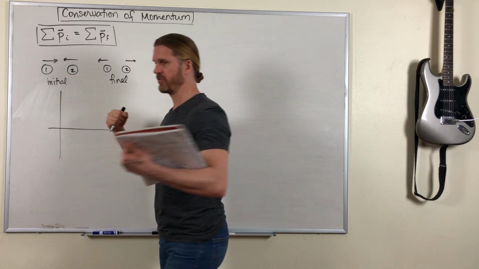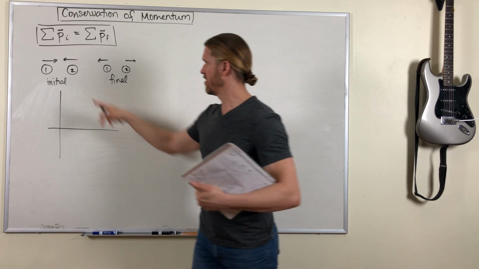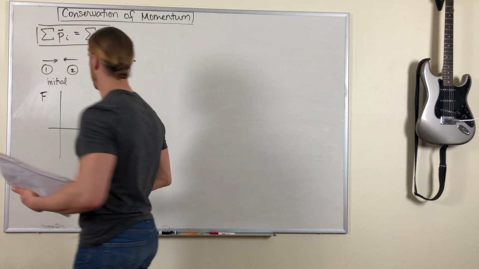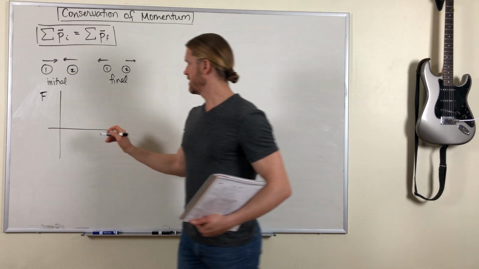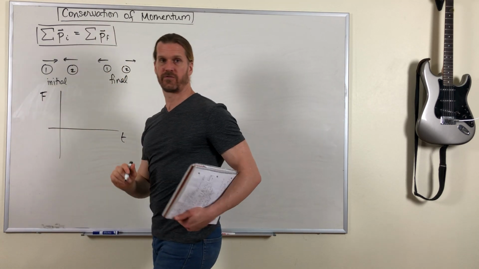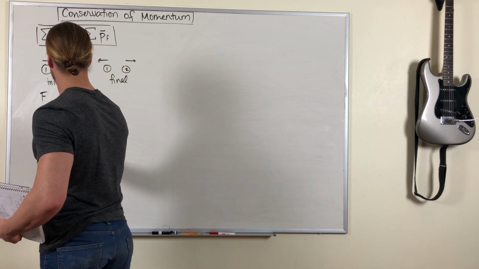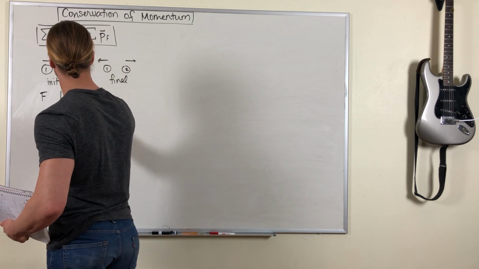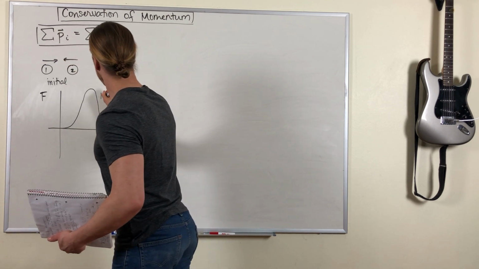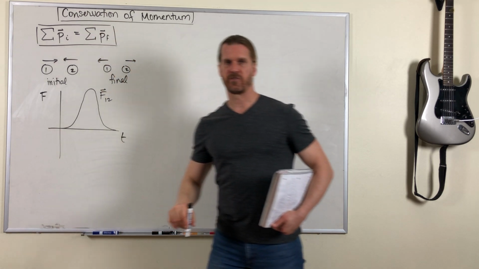When these 2 objects begin to collide, object 1 is applying a force on object 2. And that force is pointing to the right. So it'll be positive in this graph. It starts out small, it gets bigger, then the objects start moving away, and that force gets smaller. So here's a graph of the force of object 1 acting on object 2.